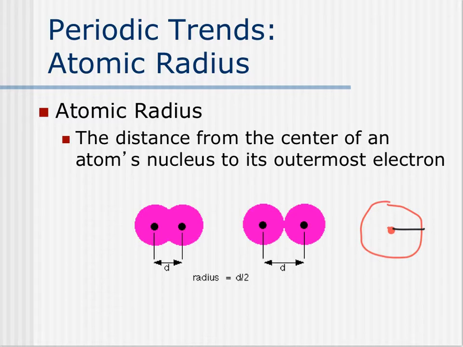The reason that we have to measure it from nuclei to nuclei is that the edge of the electron cloud is a little bit fuzzy. It's not like a solid thing, and so you can't really measure to the edge of where that last electron is. So this is the best way to do it, to measure from nuclei to nuclei, and then take that value and divide it by 2 to get the radius.